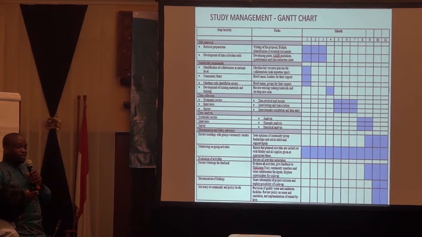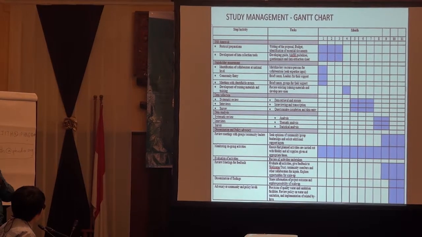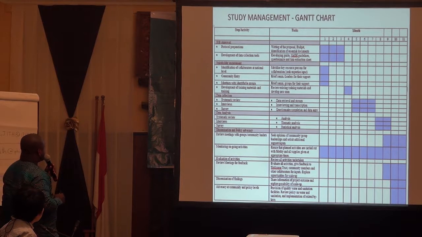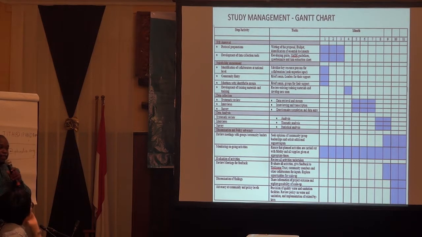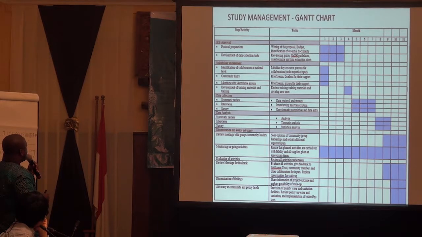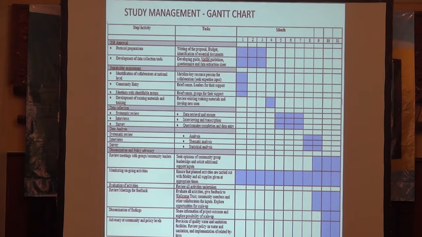We had to, it couldn't fit on the screen, so we had to actually take a snap. So I'll just take you through what we have here. One of the main steps is to get an IRB approval. Some of the tasks there will involve writing the proposal, the budget, and identification of essential documents. It also involves community entry, meetings with identifiable groups within the community, such as the food vendors, teachers, and other community leaders. And all these will be done within the first 3 months.